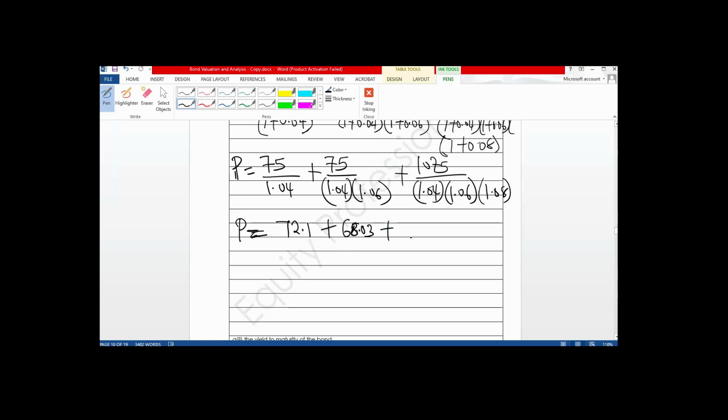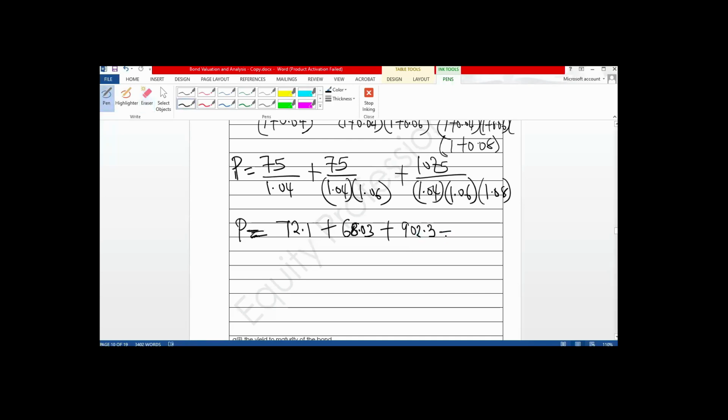The last one. When you pick your calculator, press 1,075 divided by, now put everything in brackets, 1.04 bracket, 1.06 bracket, 1.08. You're going to get the answer straight. 902.91.